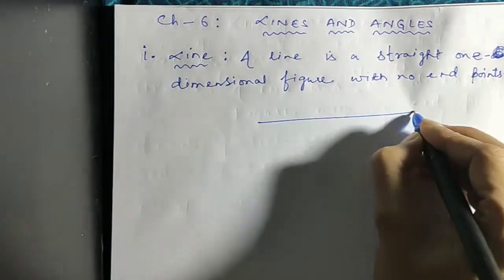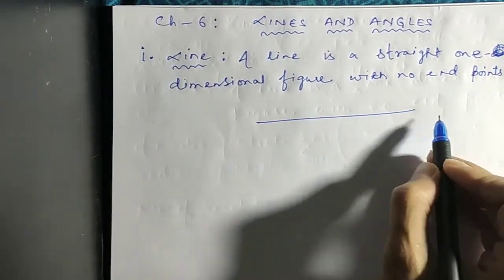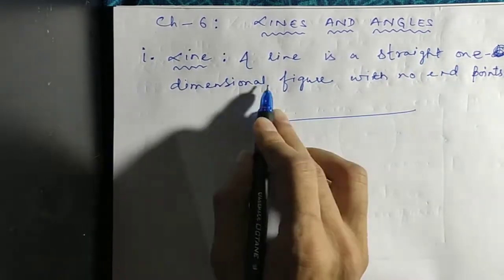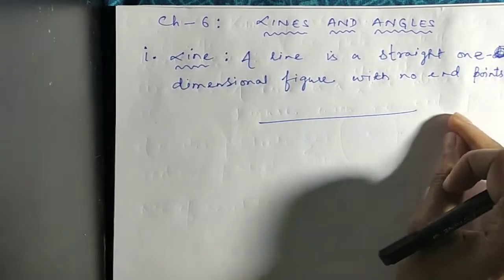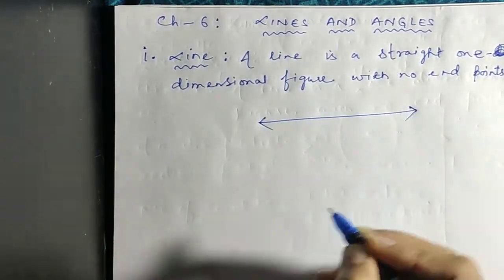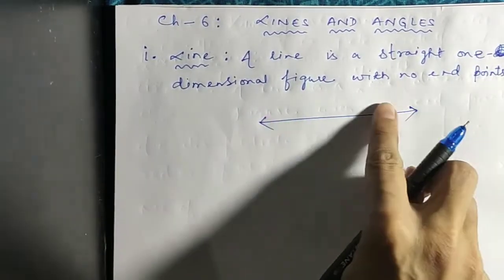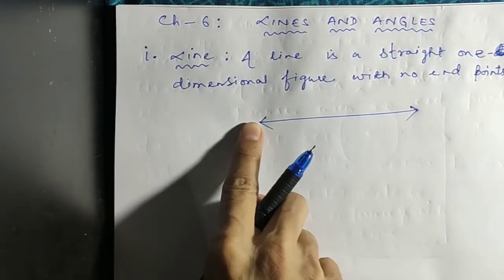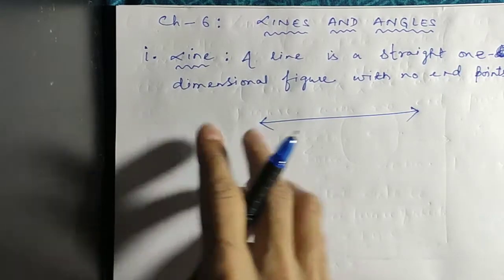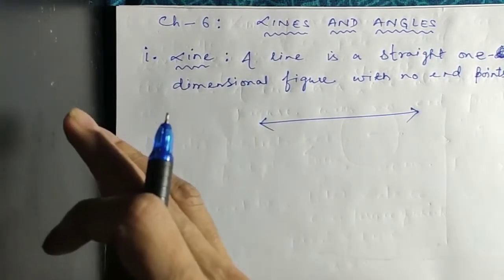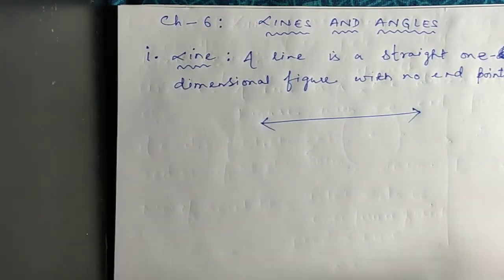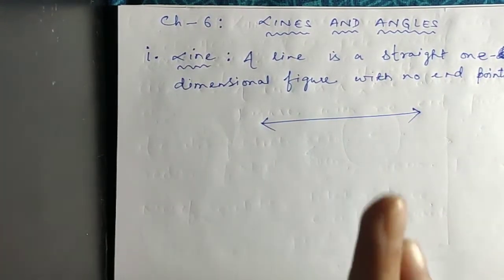That means this is a straight line, a one-dimensional figure. It has no endpoints, that means both these points are not ends. We cannot say the line is up to here, because since this arrow is there, it is infinitely long, and since the arrow is here, on this side also it is infinitely long. So a line has no endpoints.